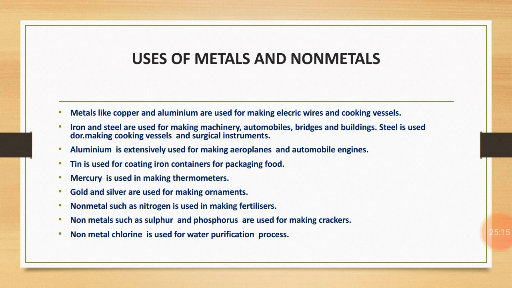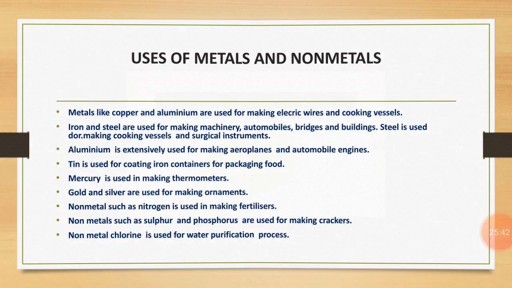Non-metals such as chlorine are used for purification. They are used to kill the germs present in water, for the purification of water. Next are the non-metals such as sulfur and phosphorus. They are used for making crackers. So these are examples of certain metals and non-metals that are used for different purposes. This is the last topic of this chapter.